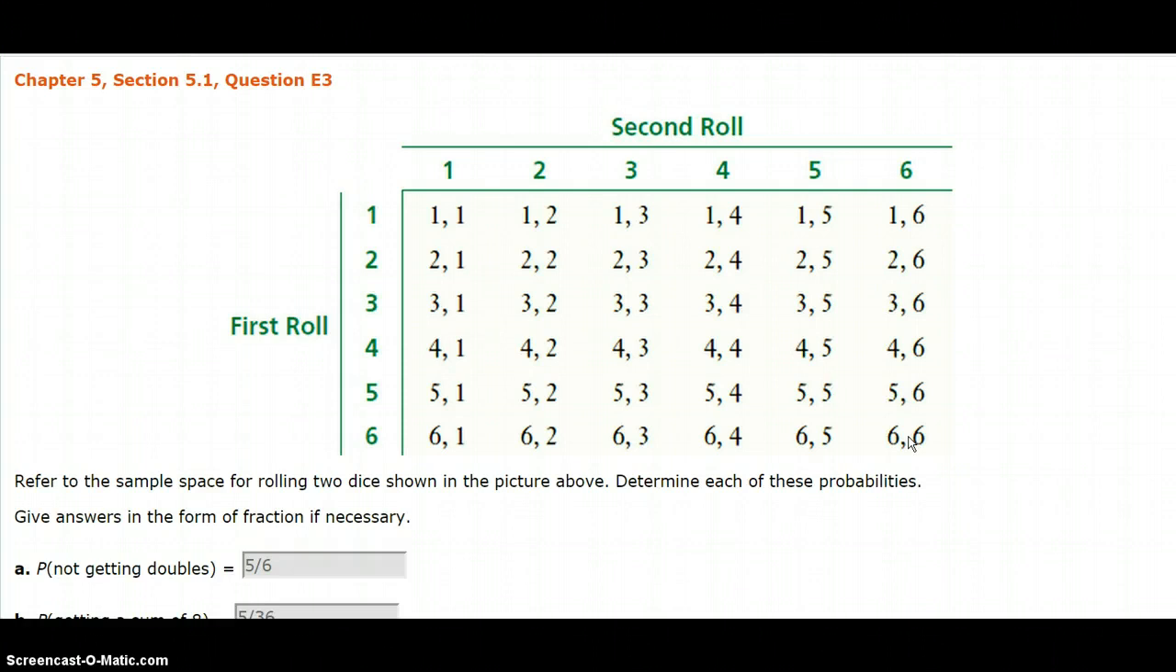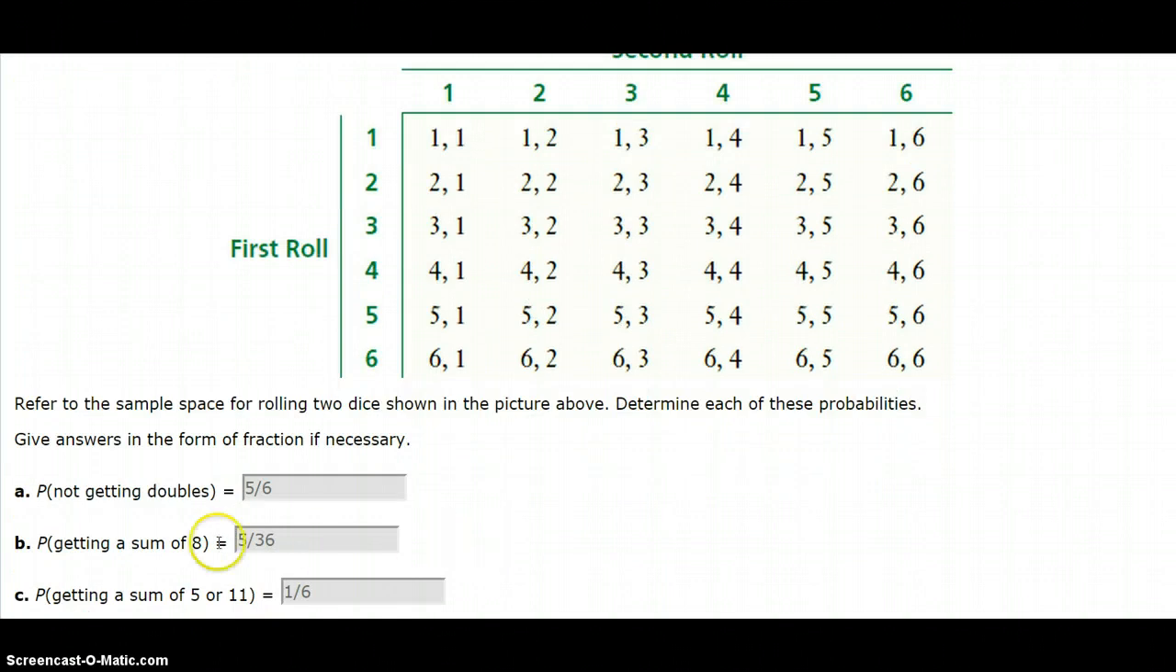And that's actually interesting because it's easier to look at this. We have 6 that are doubles, pretty easy to see, one for each number. And we're subtracting that from the 36 overall. So 30 out of 36 are not doubles. 6 out of the 36 are doubles, 30 out of the 36 are not doubles. We reduce that to 5/6.